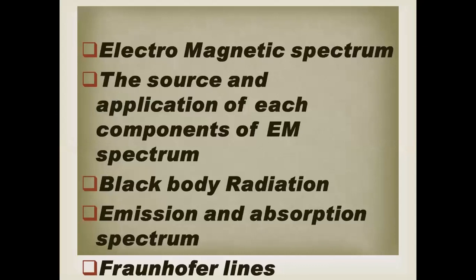So children, so far we have learnt about what an electromagnetic spectrum is, the sources, and the applications of each member in the family of the electromagnetic spectrum. We saw what blackbody radiation is, temperature and radiation. And then we learned about emission spectrum and absorption spectrum. And at the end, we discussed Fraunhofer lines or the solar spectrum. So with this, only the mathematical portion is left, and we will be discussing this mathematical part in the next video.